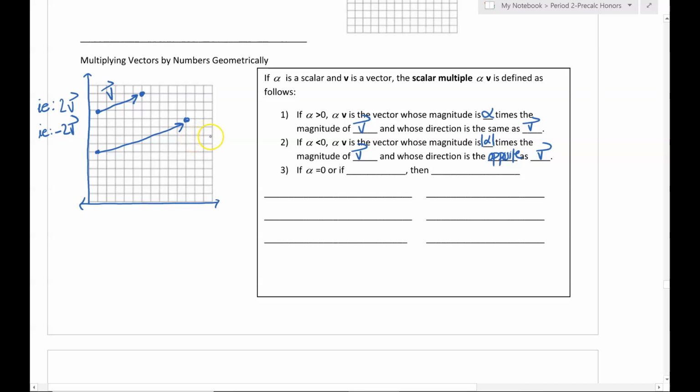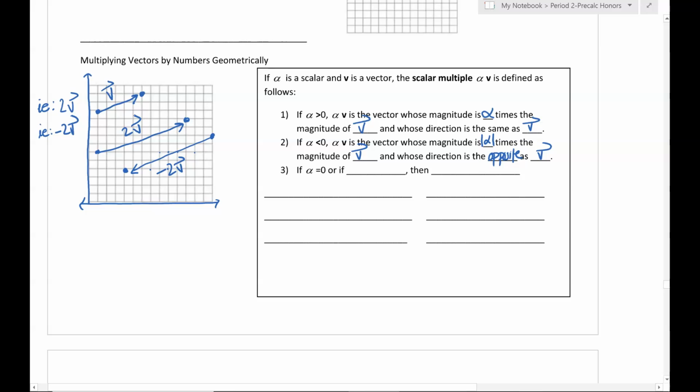So I'm going to put a dot here. We knew earlier we were going up 2 and right 5, so now we're going to go down 2 and then left 5, and then do it again, down 2, left 5. Or you can do down 4 and left 10. So now this is really negative 2 times vector v, and this is really 2 times positive v.